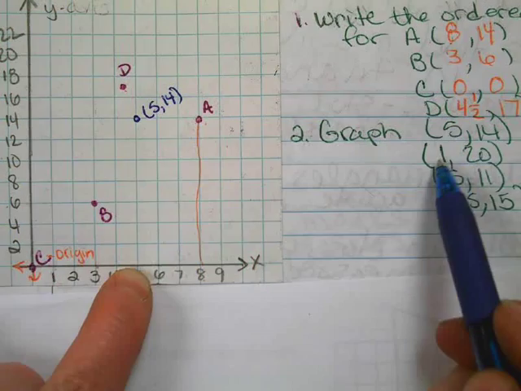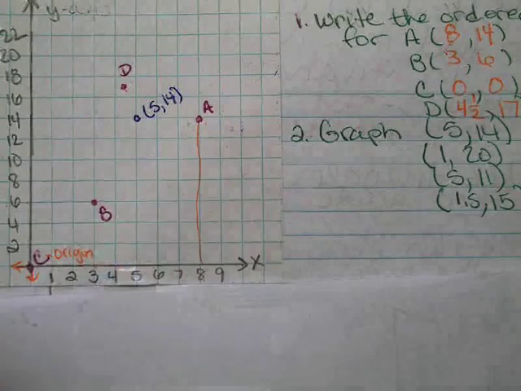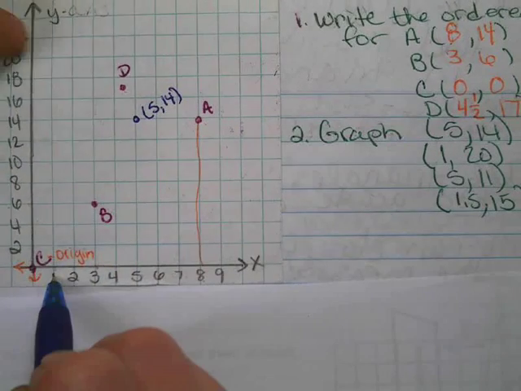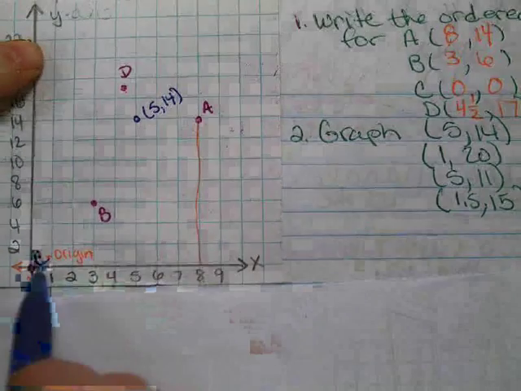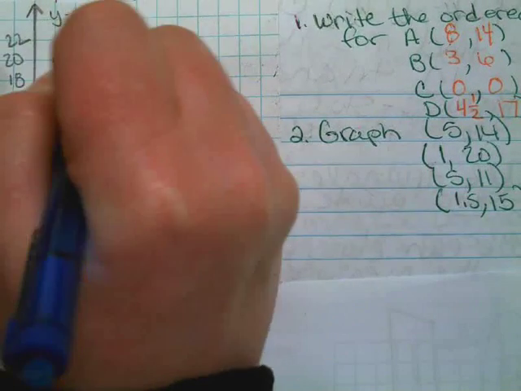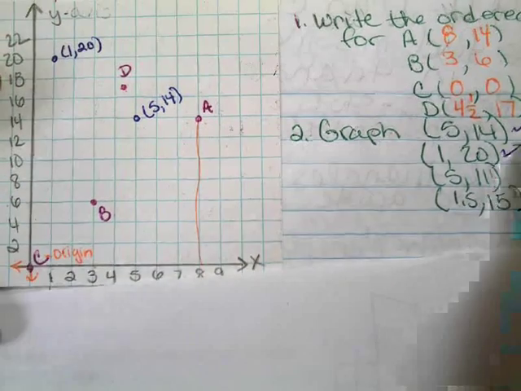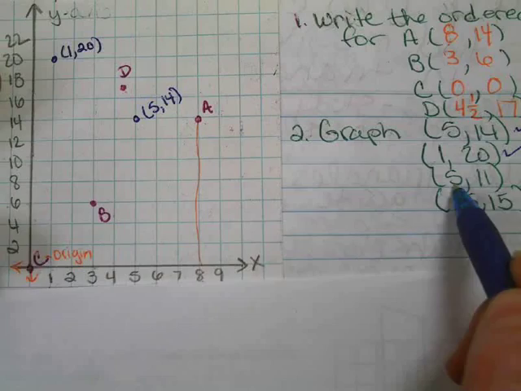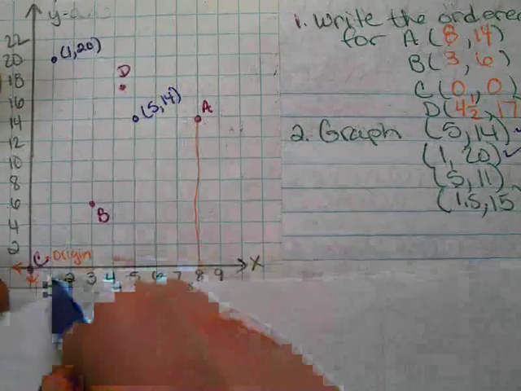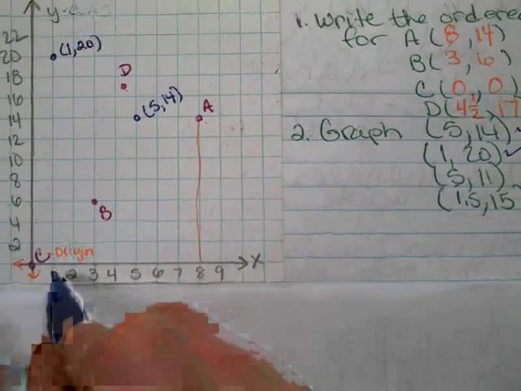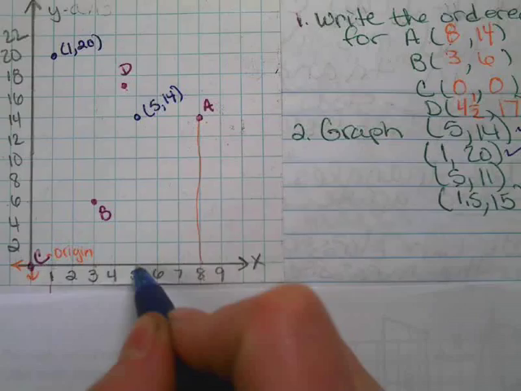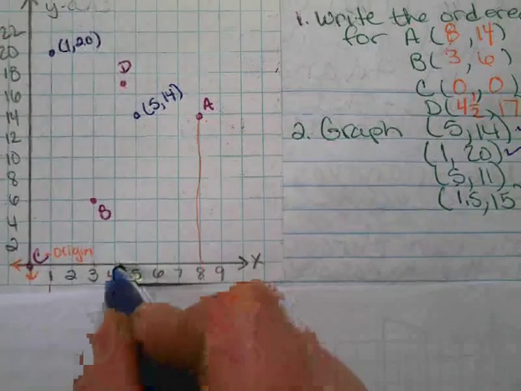Then I need to plot 1, 20. So here's 1. 20 is way up here, so I'm going to follow the 1 all the way up till I get to the 20. 1, 20. The next point is 5, 11. So I come back over, I start at the x-axis and I move over 5. And then I'm going to move up 11.